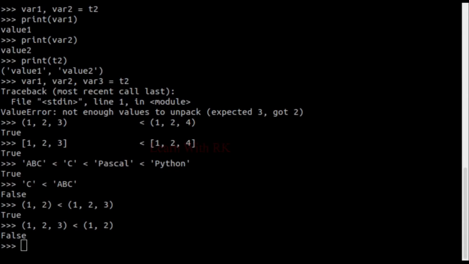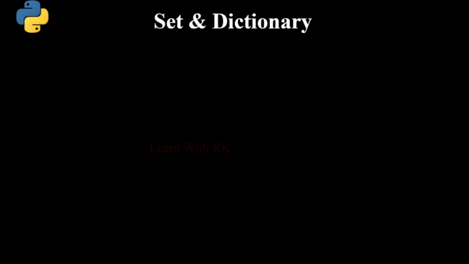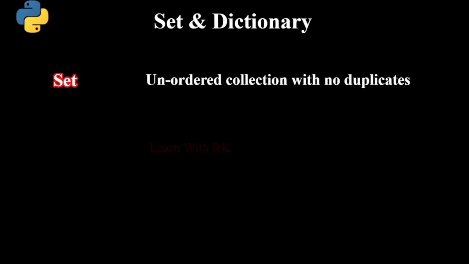Let's see about the two complex types that we are eagerly waiting for. Set. Set is an unordered collection with no duplicate elements. Generally, we use set to eliminate duplicate entries. How can we declare a set? Let's see it in the Python shell.